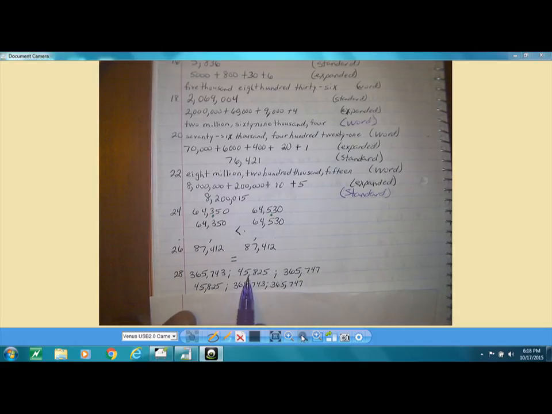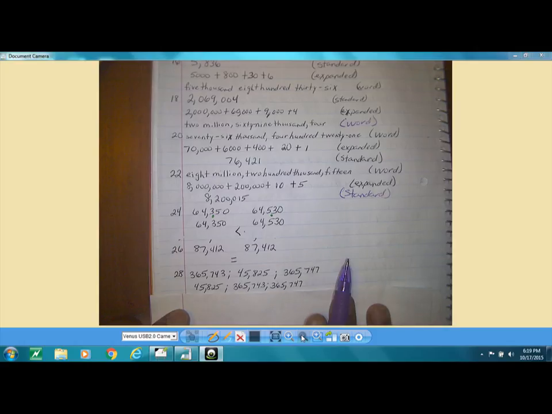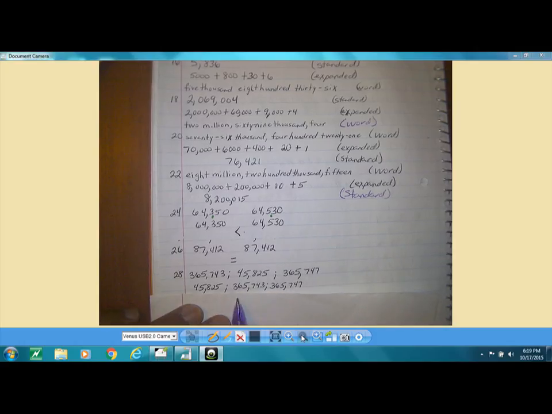The lowest or the smallest number, if you were counting from zero, the number you would come to first is the lowest number, and that's 45,825. If you kept counting, the next number that you would come to would be 365,743. And the last number that you would come to of those would be 365,747.